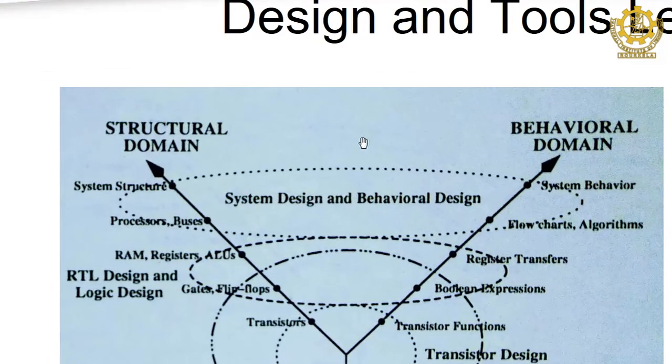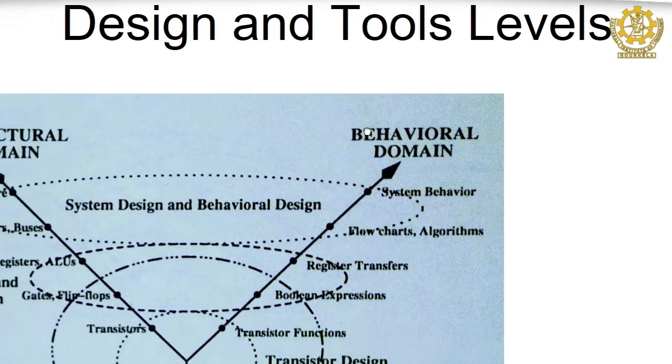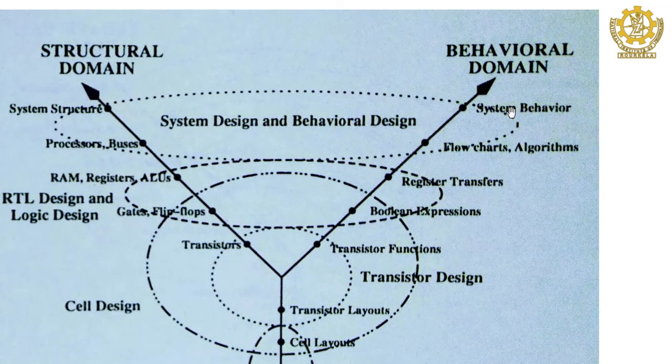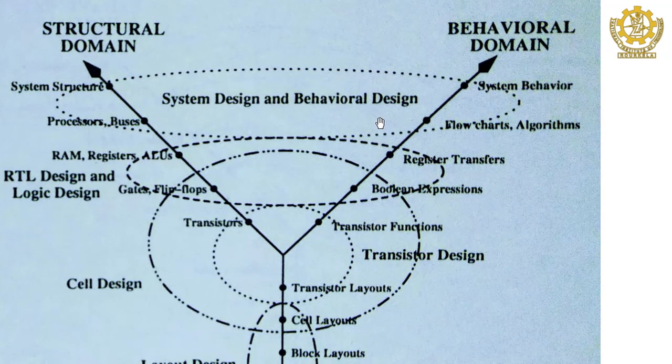So, next coming to Gajski Y chart, explaining design and tool levels, okay. Just see, this dotted portion we are covering is treated as system design and behavioral design. Here, when I am talking about system and behavior, there is no gate, there is no transistor. I am talking at the top level module, the algorithm level or the system block level. That is why here only processor bus, system structure, system behavior or flow charts are there, at the algorithmic level, okay.